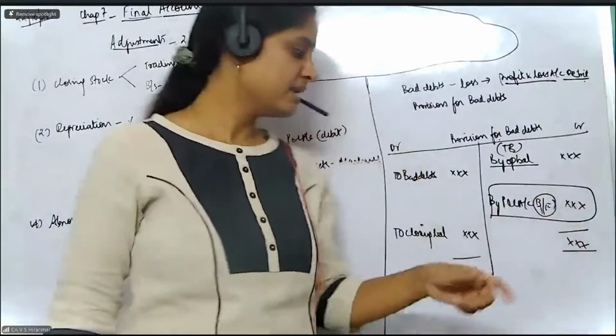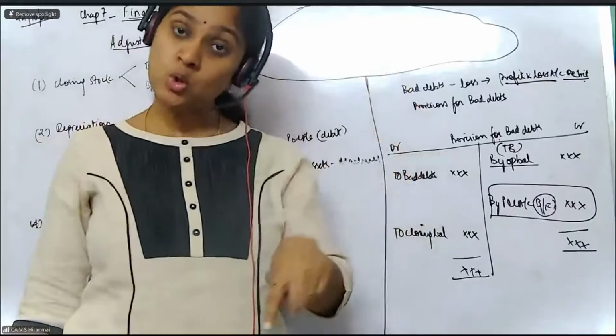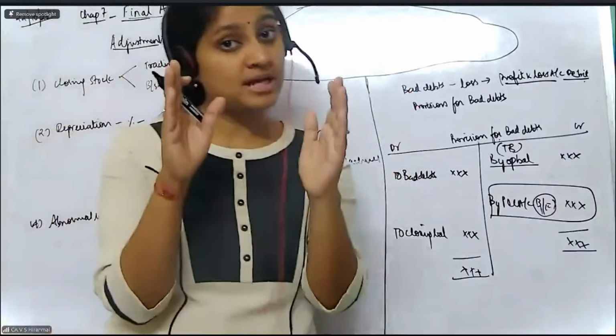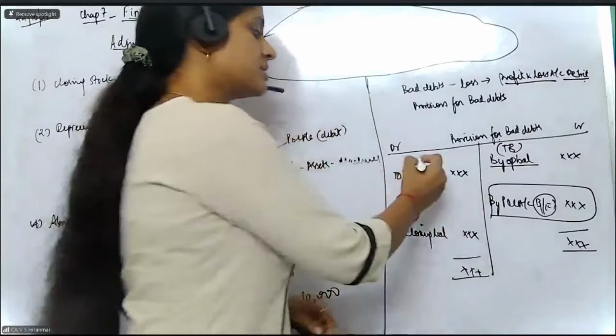Okay, madam, done. Now, madam, from where will the bad debts come? This also will come from your trial balance only. In the trial balance, whatever bad debts amount they are giving, please take it into this account.